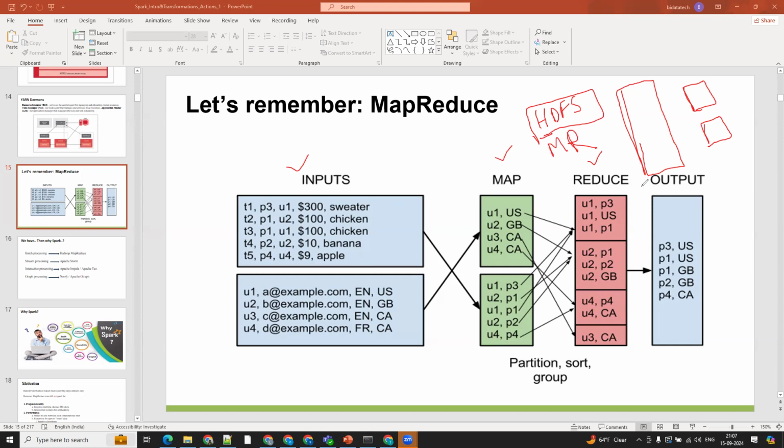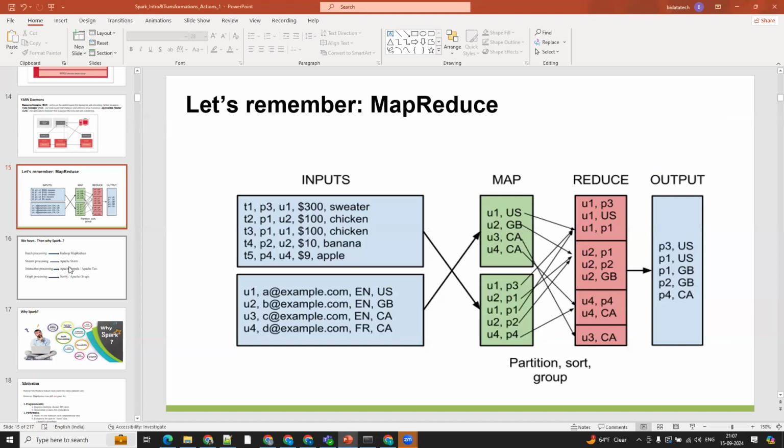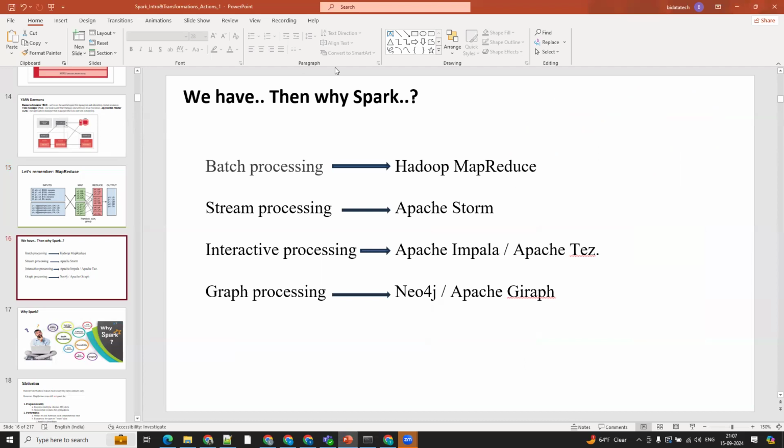Okay. Now, what are all the disadvantages or drawbacks of Hadoop? That's what we need to understand first. Okay. In Hadoop, for batch processing, Hadoop MapReduce programming is there. And for stream processing, streaming data, Apache Storm was there. And for interactive processing, either Impala or Tez was there.